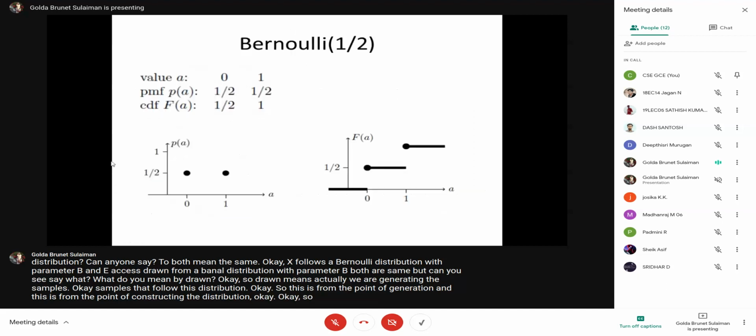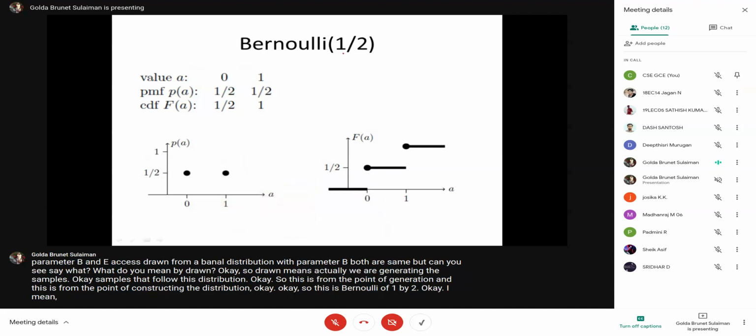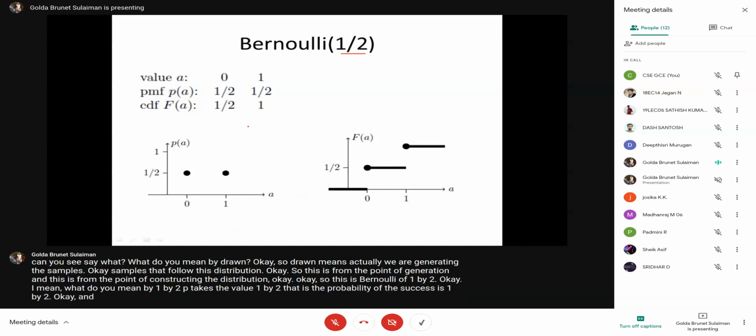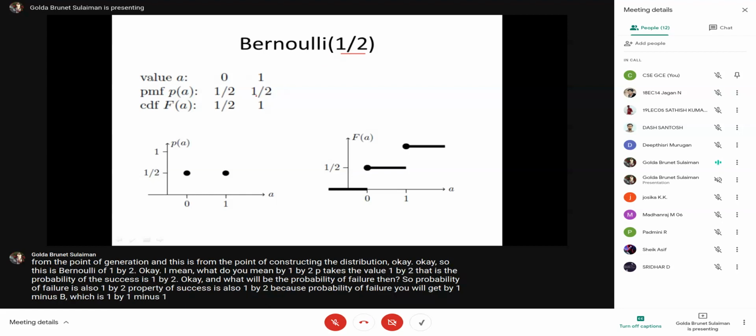Okay, so this is Bernoulli of 1 by 2. What do you mean by 1 by 2? P takes the value 1 by 2. That is, the probability of success is 1 by 2. And what will be the probability of failure then? So probability of failure is also 1 by 2. Because probability of failure you will get by 1 minus p, which is 1 minus 1 by 2. So you will get 1 by 2.